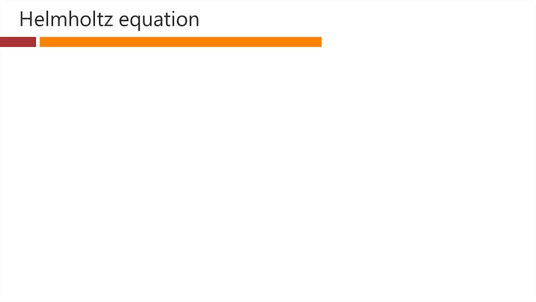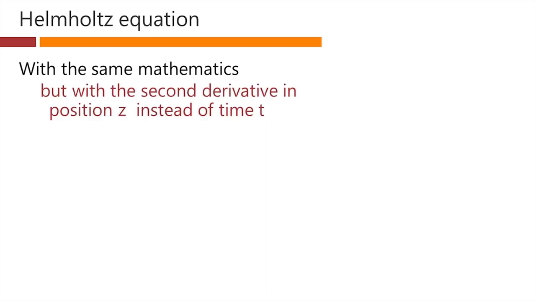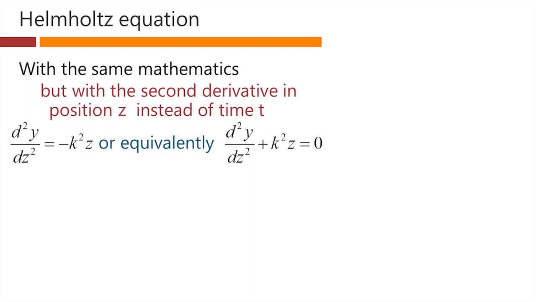Another example of the same equation but in a different context is what is called the Helmholtz equation. We use the same mathematics here, but with the second derivative in position, z, instead of time, t. So in that case, we might write the same equation, but with z's instead of t's and a k in here instead of the omega. Equivalently, we can write that in this form, and this is actually a more common form for this particular equation, but they're entirely equivalent, of course.